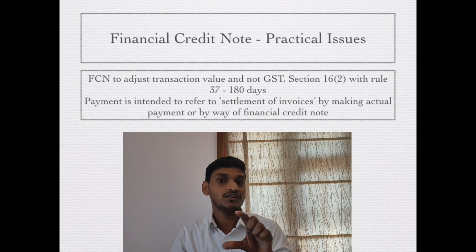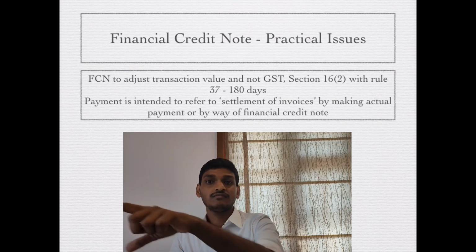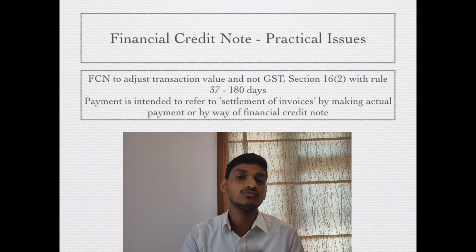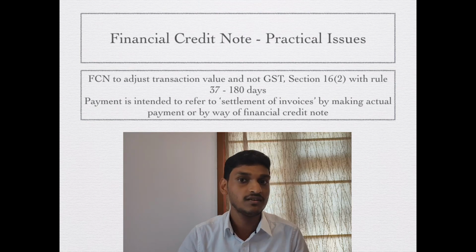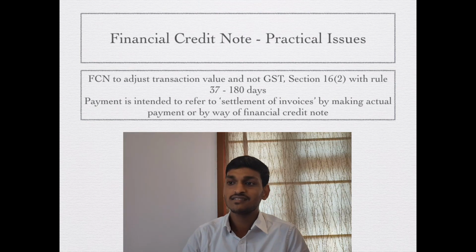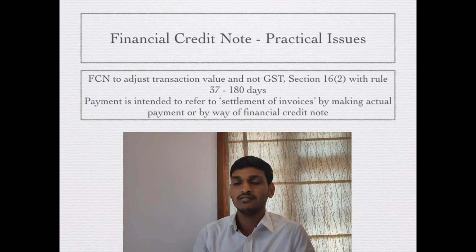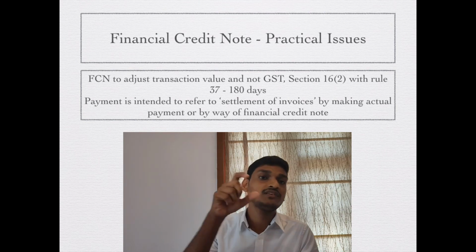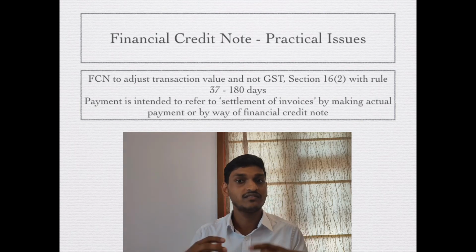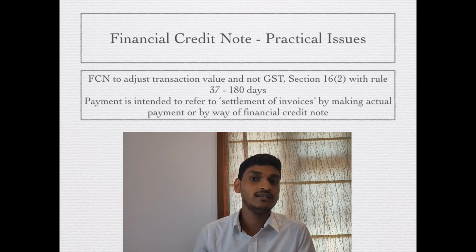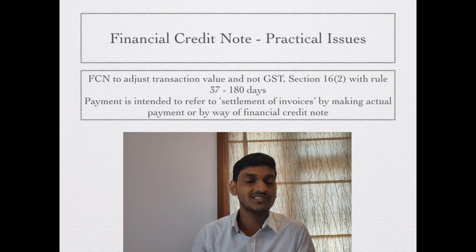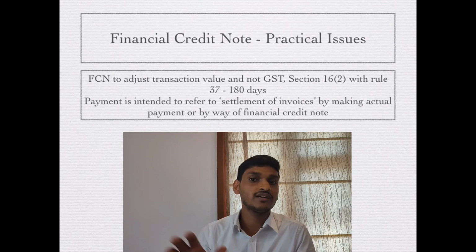Whether that 10,000 is affected by section 16 read with rule 37, the 180 days payment. No, that is payment. What is intended refers to settlement of invoices only. If it is actually paid or if it is by way of discount also, it will be treated as payment, right? So section 16 subsection 2 read with rule 37 will not get affected here, so we can move ahead.